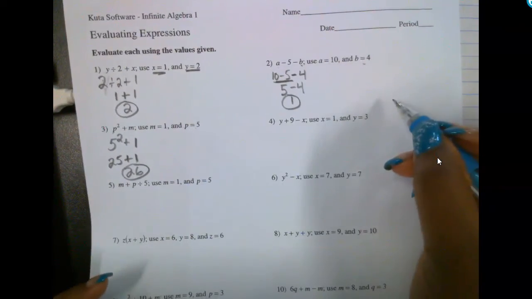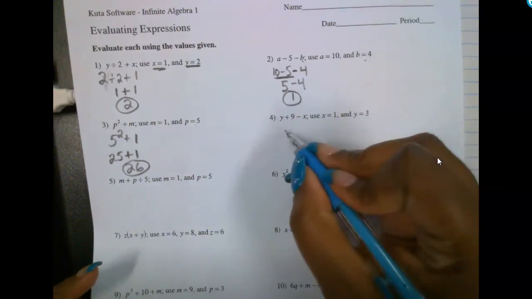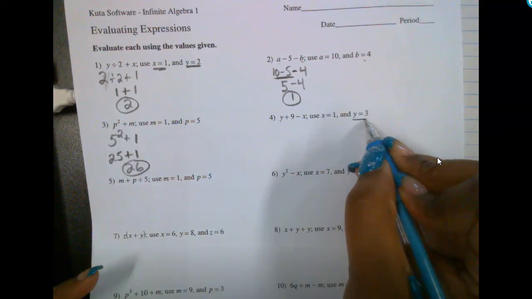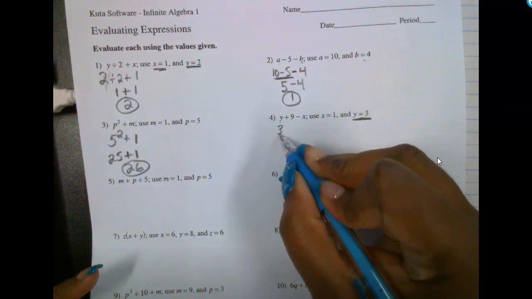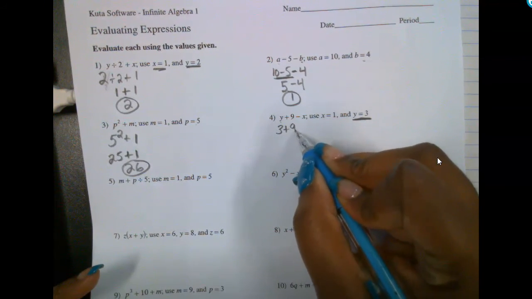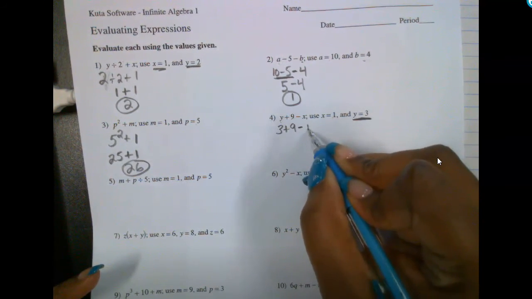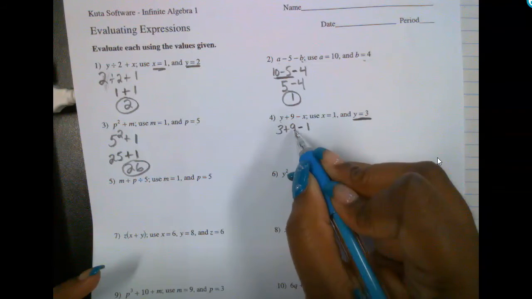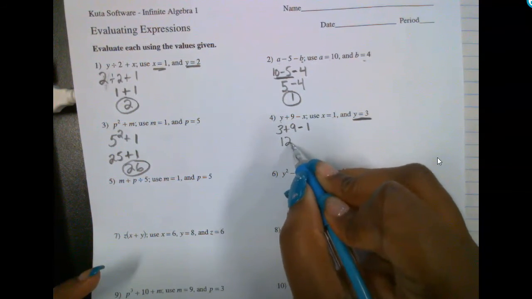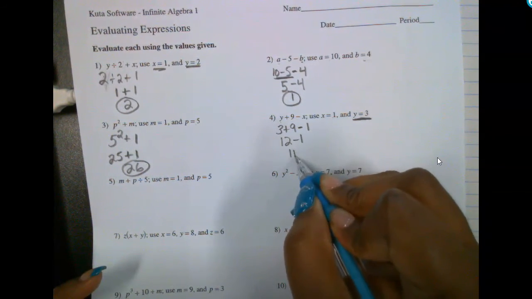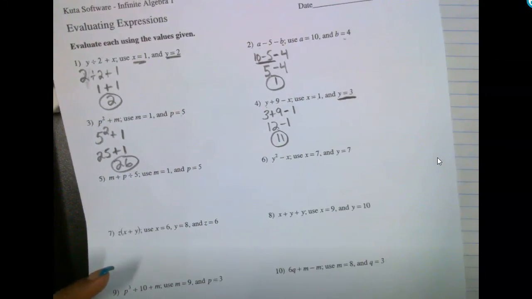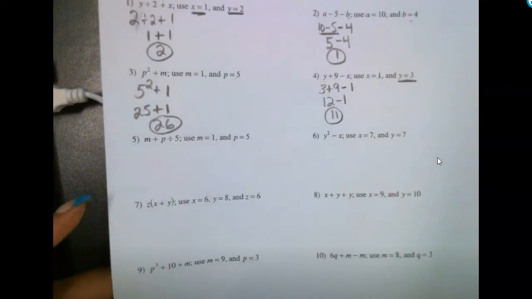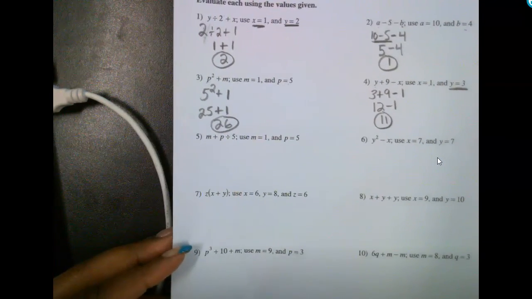All right? Pause if you need to, okay? We got Y, which is 3. So this is 3 plus 9 minus X, which is 1. So we do this first. 9, 10, 11, 12, minus 1, which is 11. Okay? All right, so I'm not going to do all of these for you.